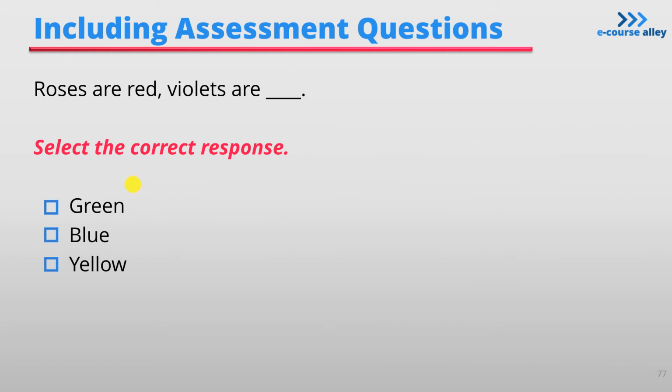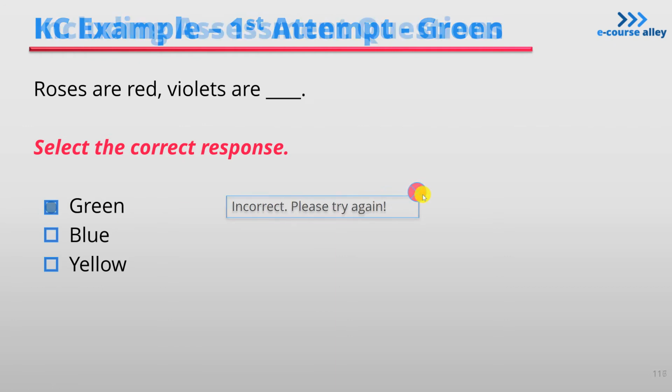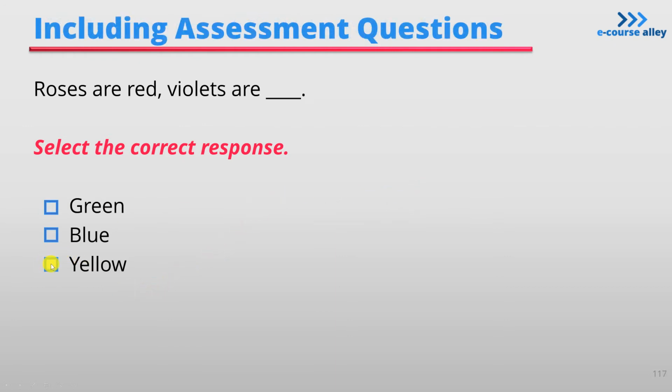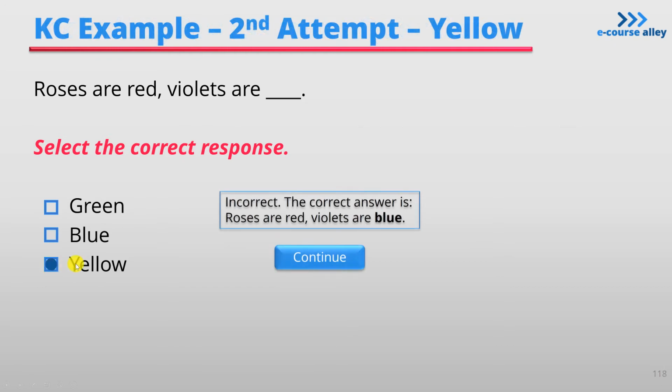So now let's say I choose incorrectly on both attempts. And then let's say I chose yellow. So it tells me I'm incorrect, and then it tells me what the correct answer is, that it's blue. And then I can continue.